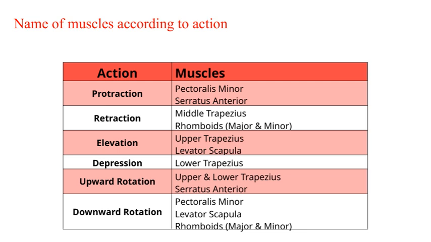Finally, for downward rotation, which brings the arm back down from an overhead position, the main muscles are the pectoralis minor, levator scapula, and the rhomboids. These work together to rotate the scapula downward, helping to control and stabilize shoulder movements. Understanding which muscles are responsible for each action helps us appreciate the complexity and coordination involved in shoulder movements and highlights the importance of these muscles in maintaining shoulder health and function.